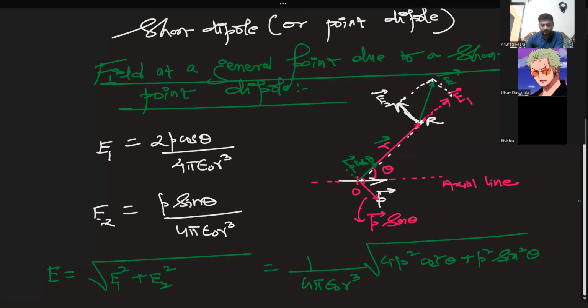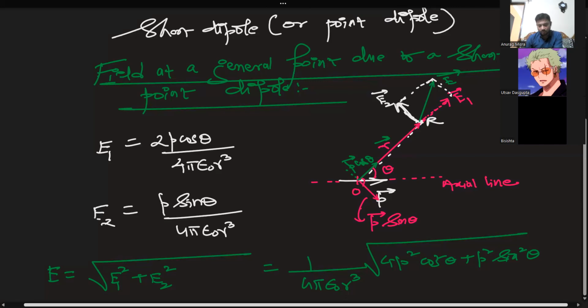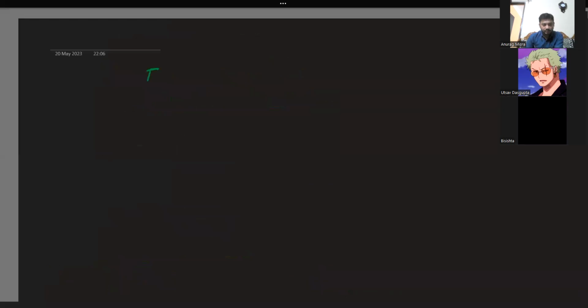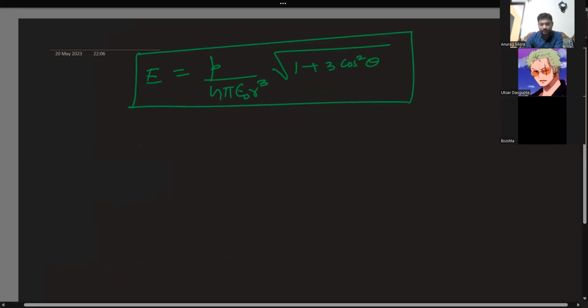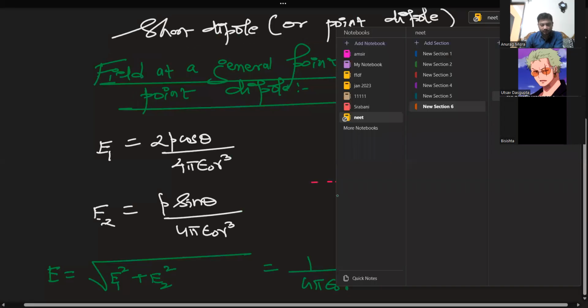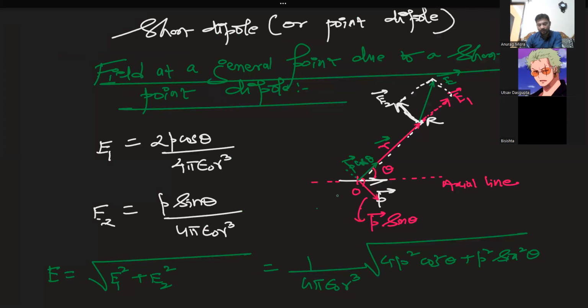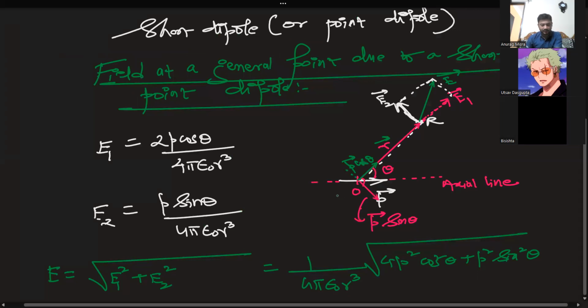Yes, sir. Now, if you take P square common here, you will get cos square theta plus sin square theta equal to 1. So ultimately, the value of E will be equal to P by 4 pi epsilon naught R cube times root over of 1 plus 3 cos square theta. This is the final formula. ठीक है? It was 4 cos square theta, we took one out and put it with sin square to make 1, remaining 3.